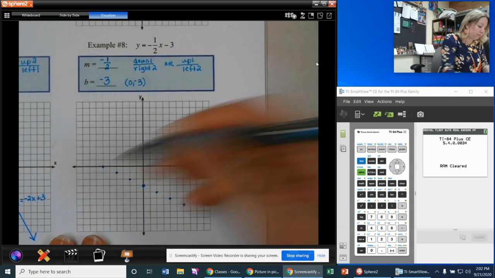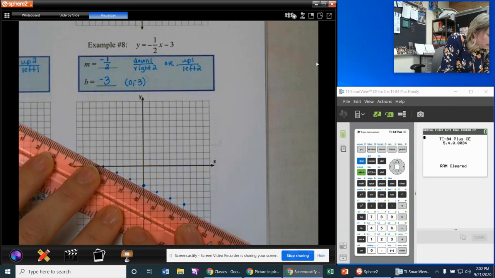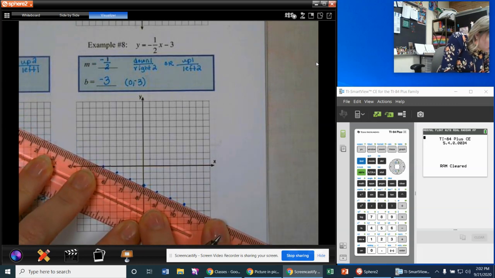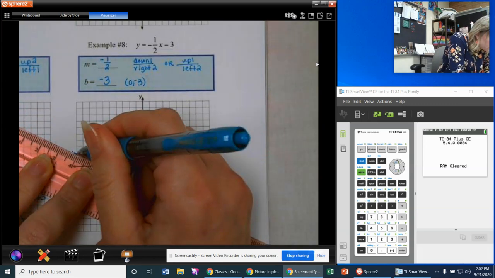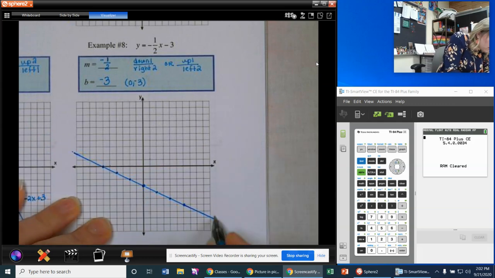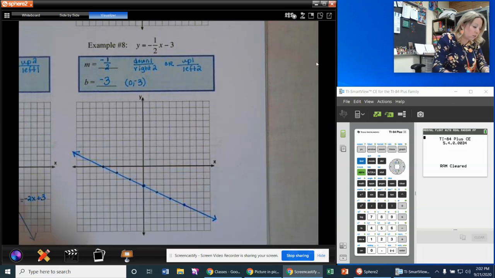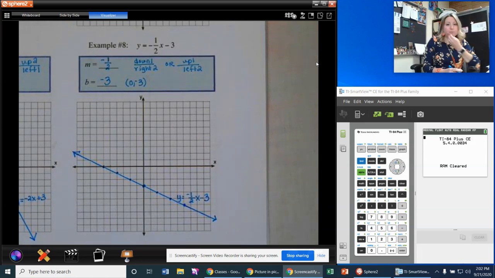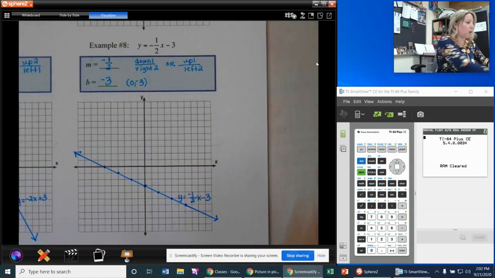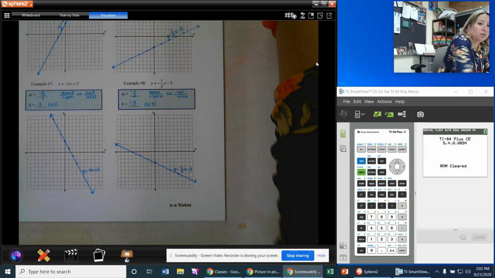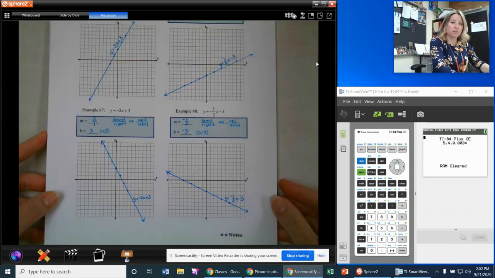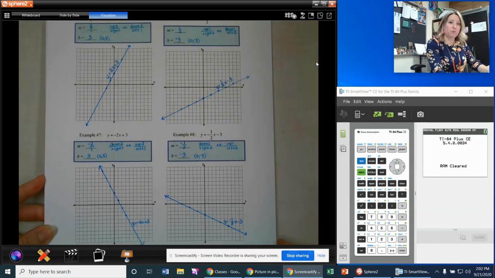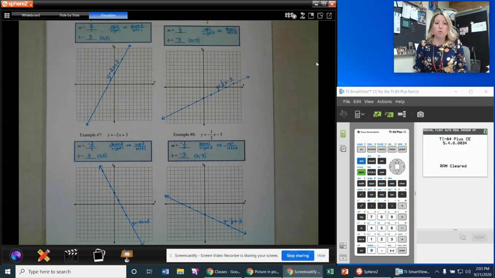See that? Use that straight edge to connect. Cover the whole graph. Arrows at each end. Label with equation. There you go. That, my fine friends, and I'll zoom out and show y'all. That is how we graph using y equals mx plus b form.